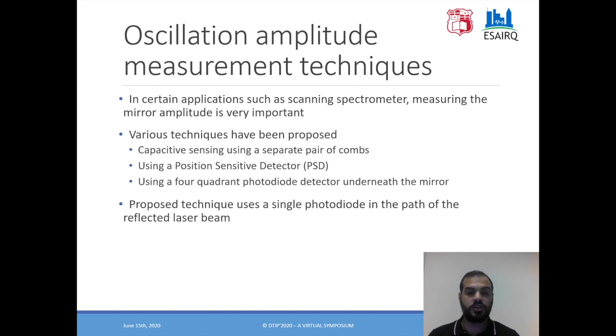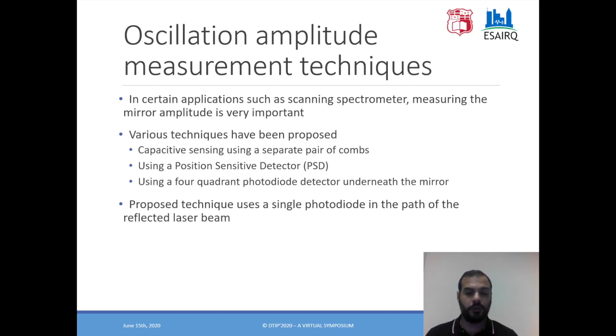In certain applications, it is very important to measure the amplitude of oscillations of the micromirrors. For example, in the case of microscanning spectrometers, the oscillation amplitude relates to the spectral bandwidth that can be measured. Moreover, in some applications where a PLL is used in order to operate the mirror at exactly its resonant point, a feedback of the phase between the mirror angle and the applied voltage is required. Several techniques have been proposed in order to measure the mirror oscillation amplitude.